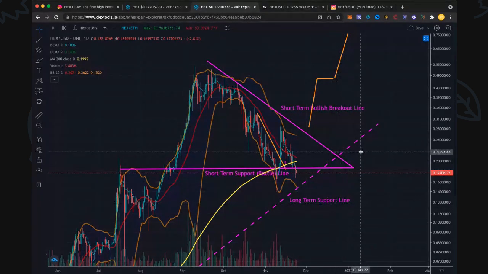Now, this is all on a linear price scale. Obviously, for long-term trends, it's better to use a log chart. So we're going to look at that next. But this is what's happening at the moment. So we've broken down. We're at 17.7.